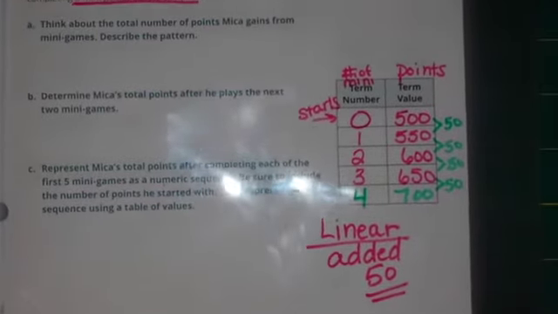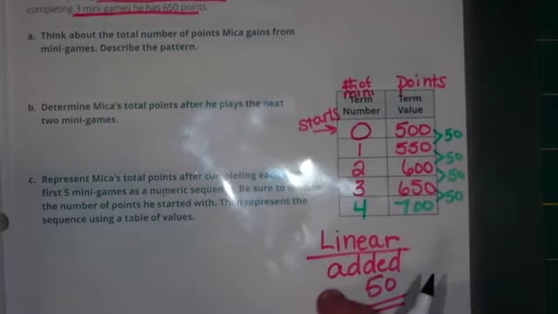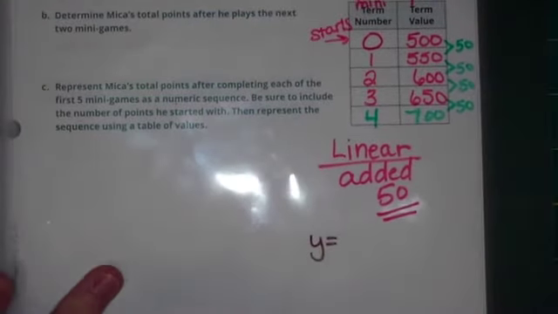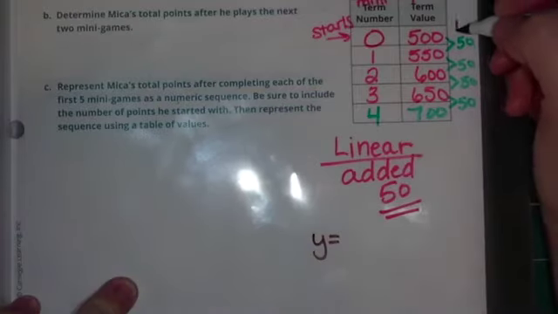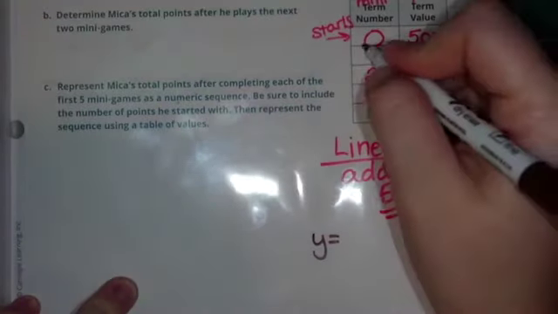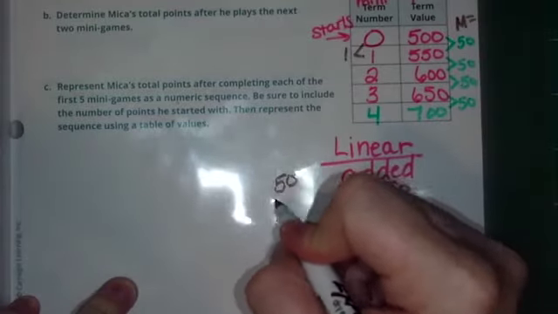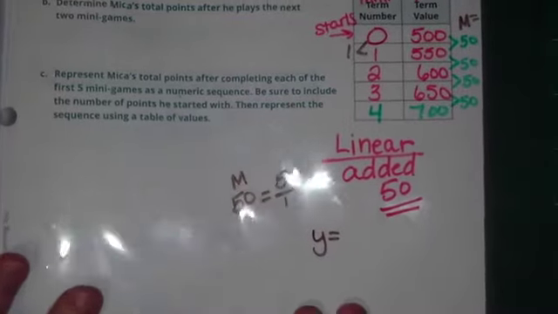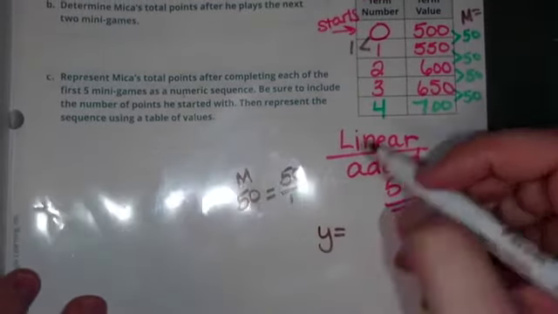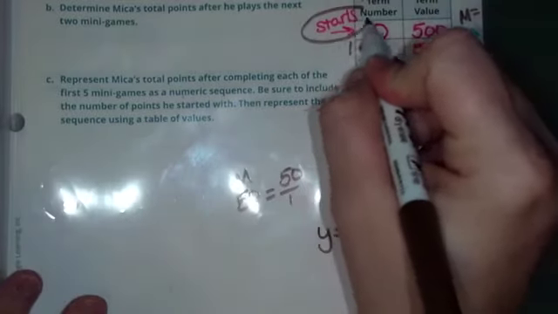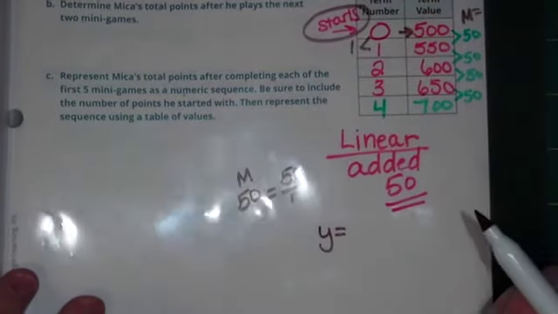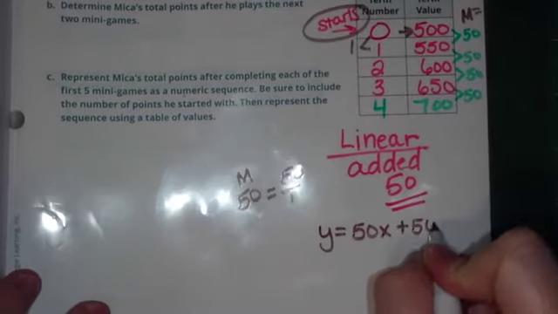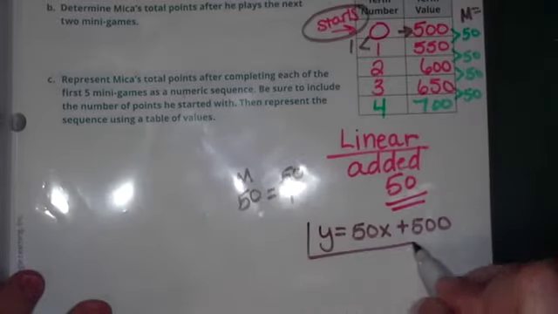Okay, the next one we have is number 7. So we're going to do y equals the slope is 50, because remember these are all by 1, so 50 divided by 1 equals 50, so that would be our m. Oops, there's a glare. Okay, our starting value is 500, so I'm going to do y equals 50x plus 500. That would be my equation.